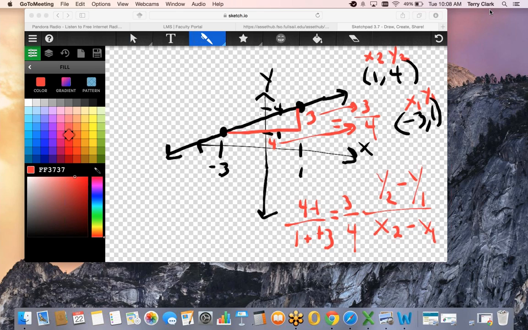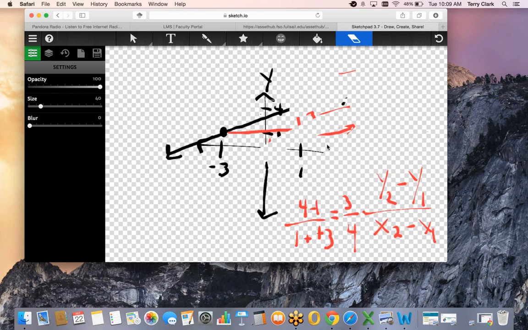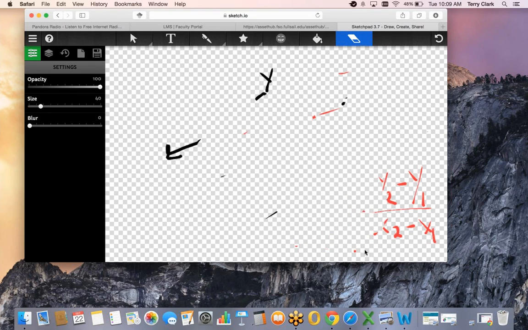Okay, does anybody have any questions about this problem? If not, I'm going to give you guys one to do, because you guys know me, I like to. So that's the slope problem.